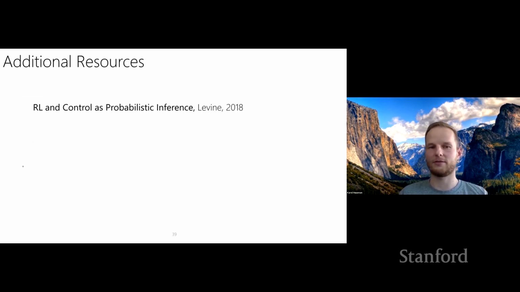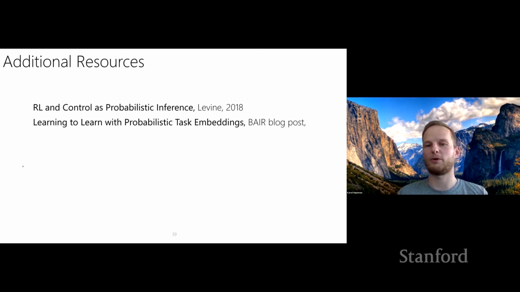There's a few additional resources that I encourage you to take a look at. First, there's this really good tutorial written by Sergey Levine on control as inference. If you'd like to learn a little bit more about PEARL, there's this quite nicely and simply written BAIR blog post about it. And then there's also the Berkeley Deep Reinforcement Learning course that also has classes on control as inference.